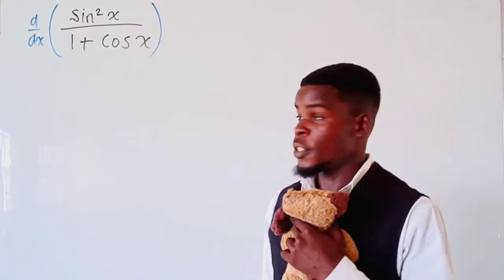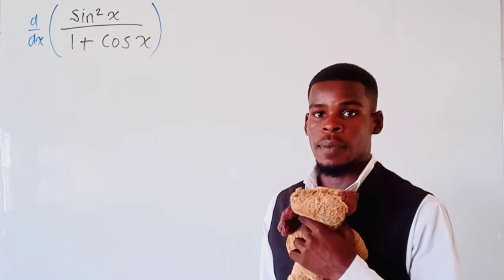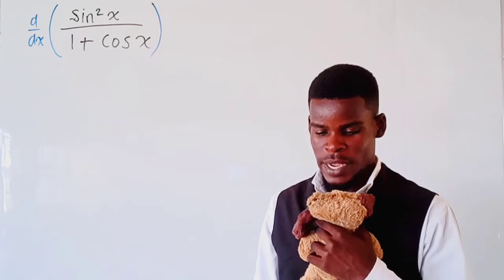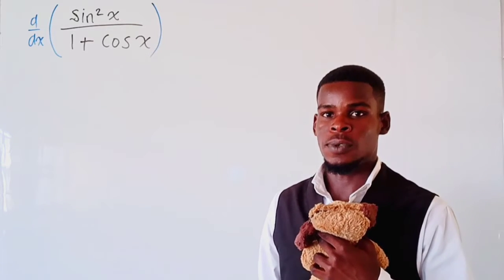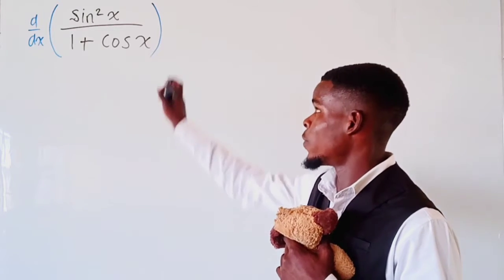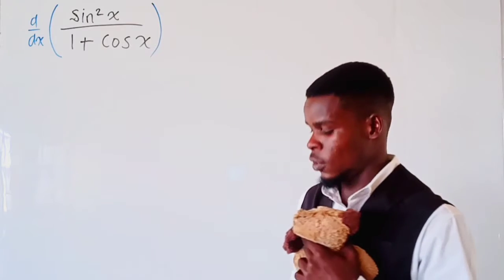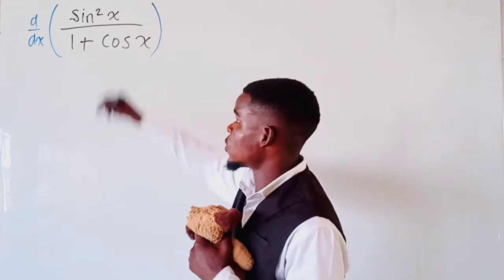Now in this video, we're going to find the derivative of sin squared x divided by 1 plus cosine x. Okay, I'm not just going to start by using the quotient rule. Rather, I'm going to rewrite the function to make it a little bit easier for us to differentiate.